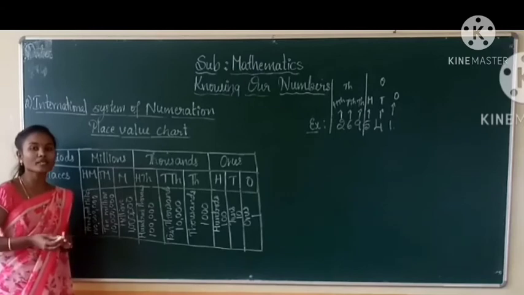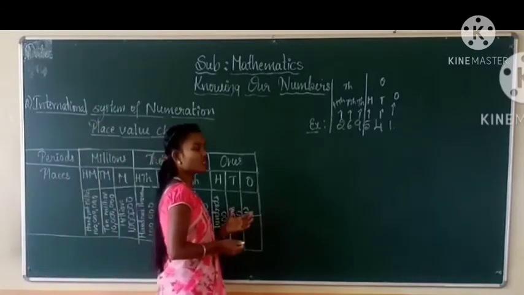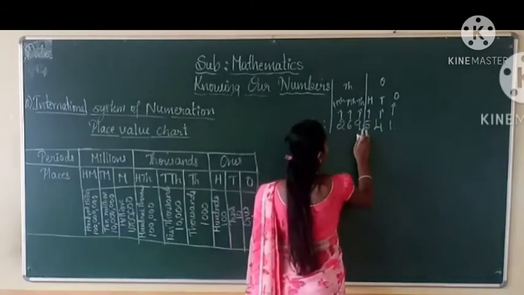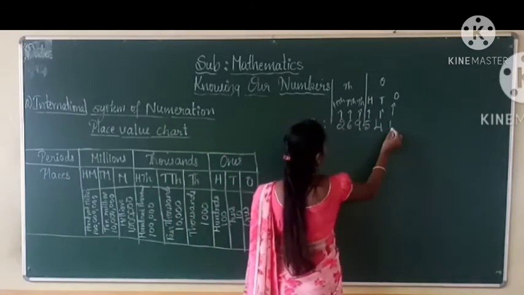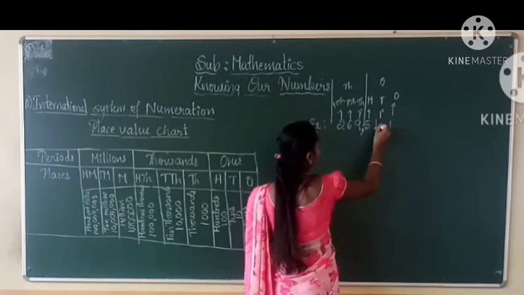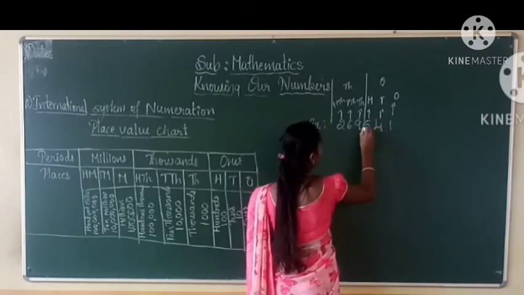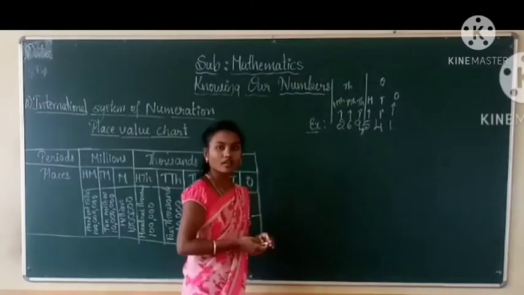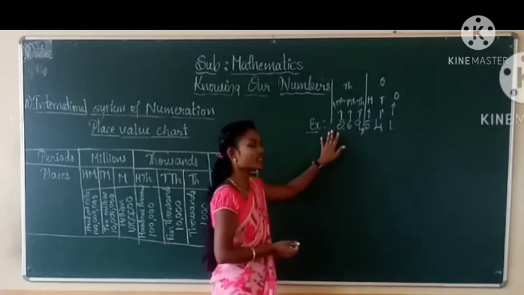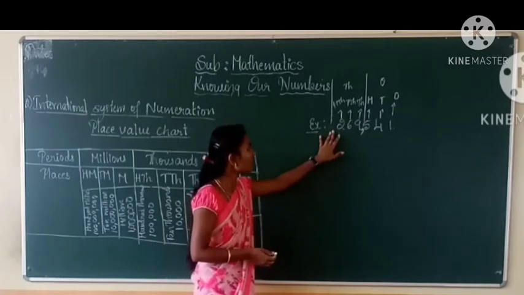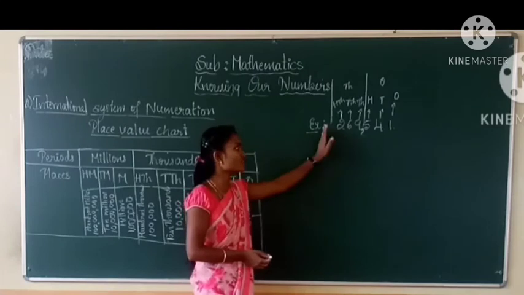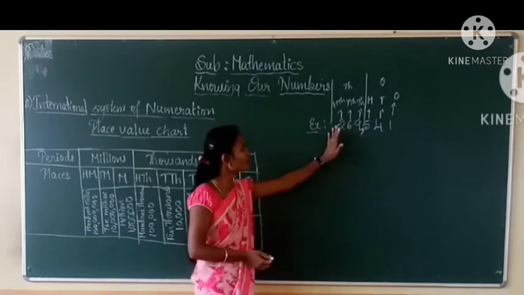So after how many numbers we have to put the comma? We have to put the first comma after three numbers. From the right side, 1's, 10's, 100's. After 100, we have to put one comma. Again, after three numbers, we have to write another comma. Here, there is no need to write the comma because there is no number after this 2.